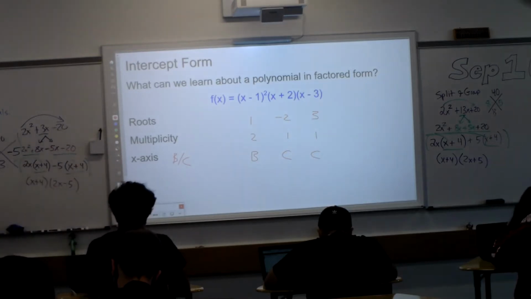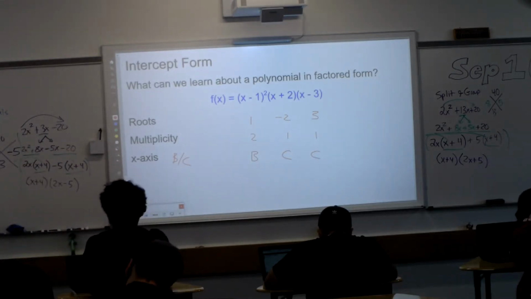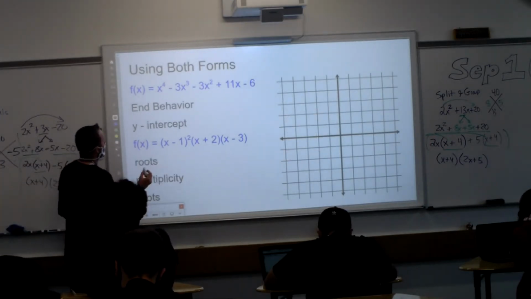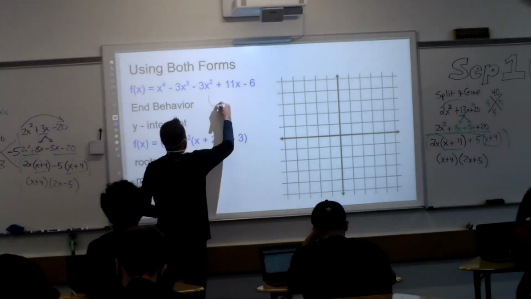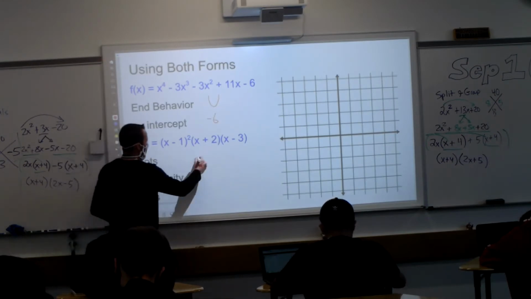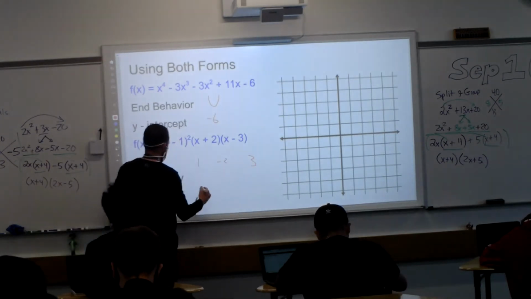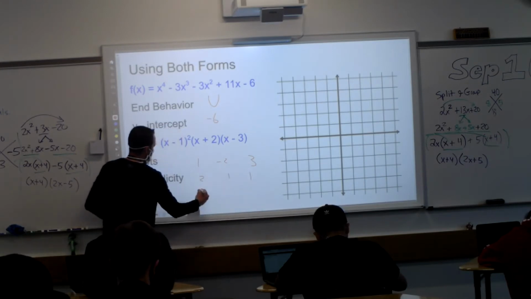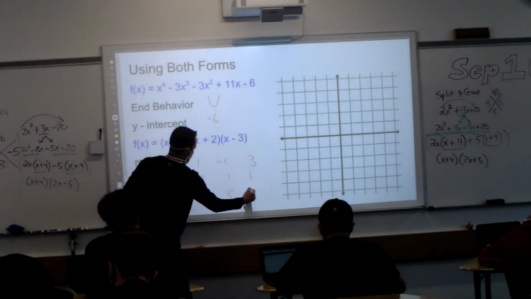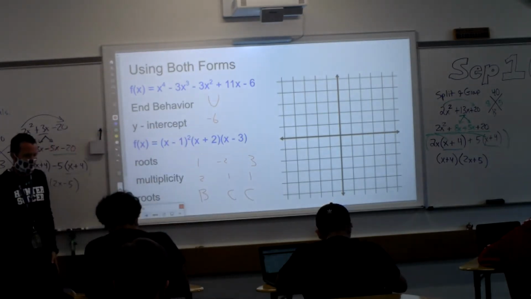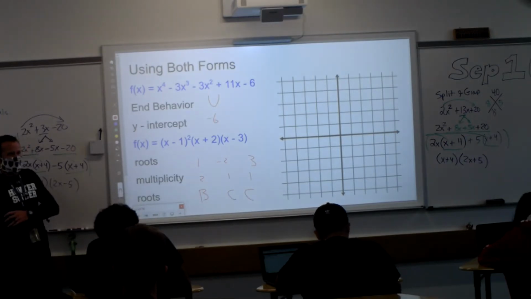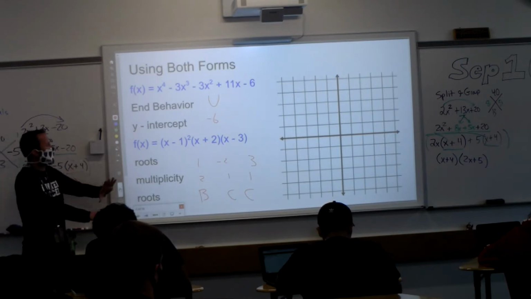So now we're going to combine what we learned from intercept form and standard form, put it together, and graph this equation. Okay? So what we learned earlier was that this is a u with a y-intercept at -6. We learned that the x-intercepts are 1, -2, and 3. And that it's going to bounce at 1, because it has an even multiplicity. And then it's going to cross at the other ones. So now what we're going to do is just put all of that into a graph.